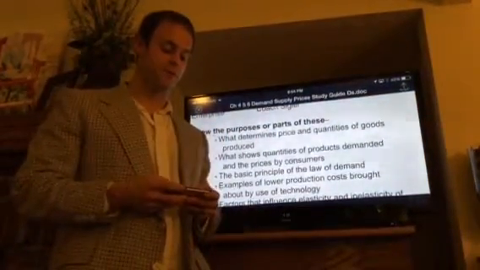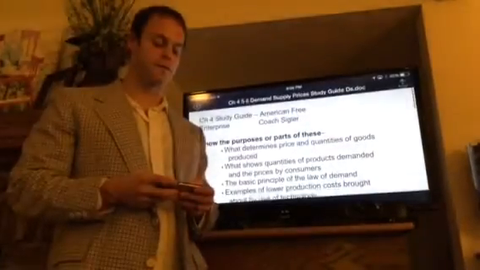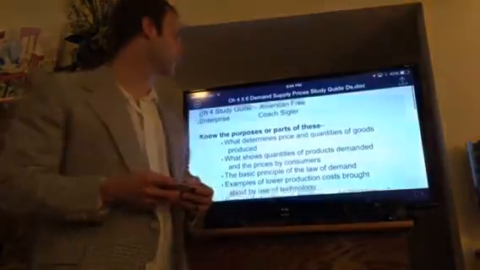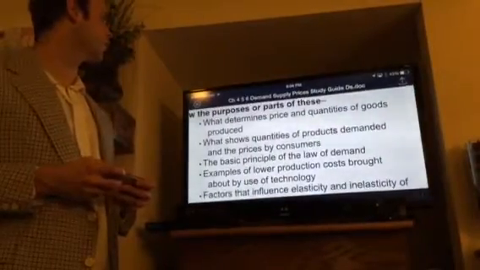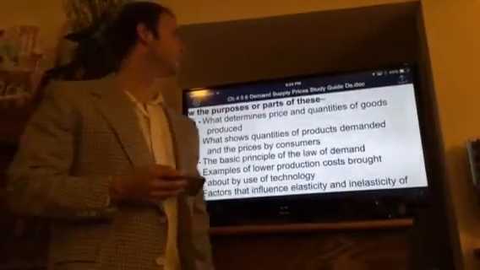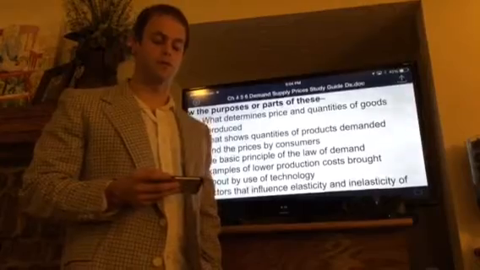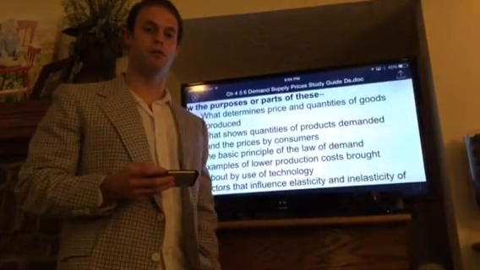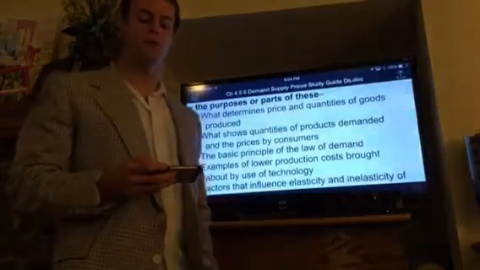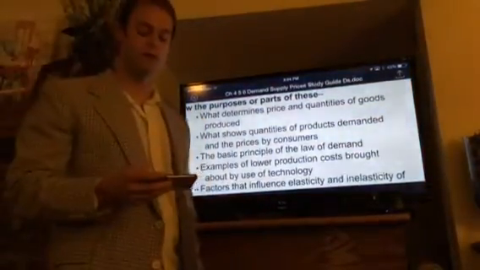So here we go. This is the 4, 5, and 6 study guide. I know this says 4, but it should say 4, 5, and 6. Know the purposes and parts of these. What determines price and quantities of goods produced? This is consumer demand. When consumers demand something, it will affect price. It will affect the quantity of the goods that the supplier makes.